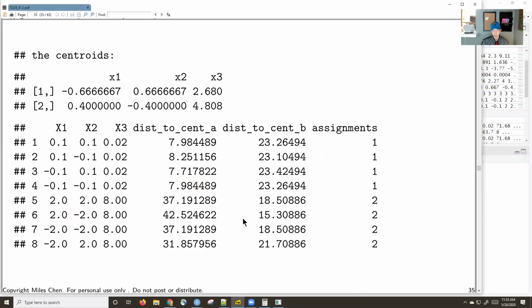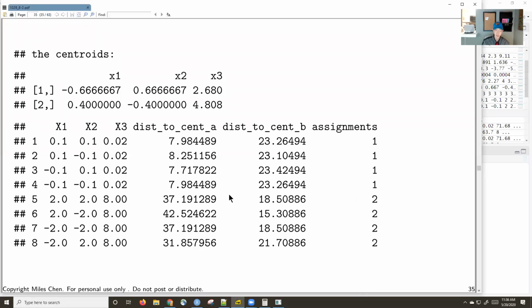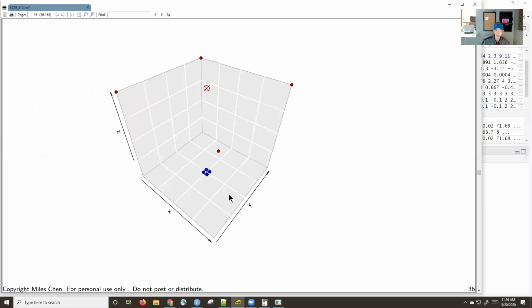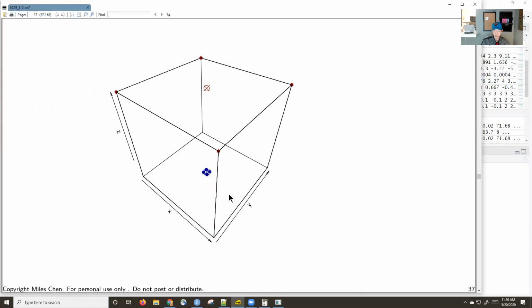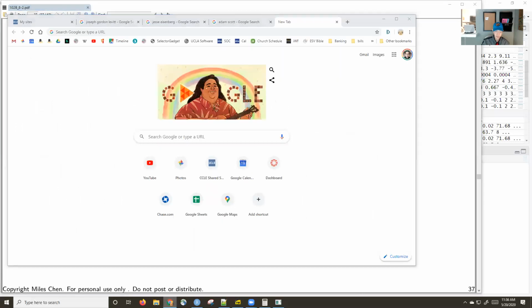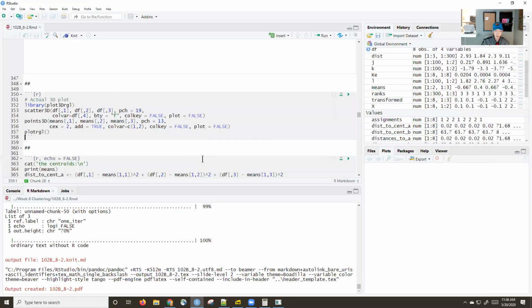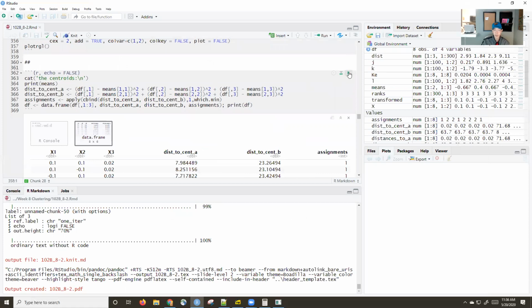And so when we do that, we say, oh, you know what? Centroid 2, the red centroid, is closer. So they all get reassigned to here. And so this is the result of what it looks like after we redo the assignments here.